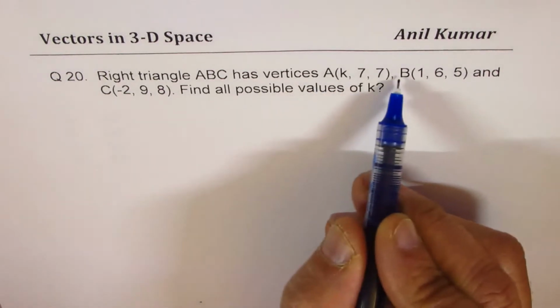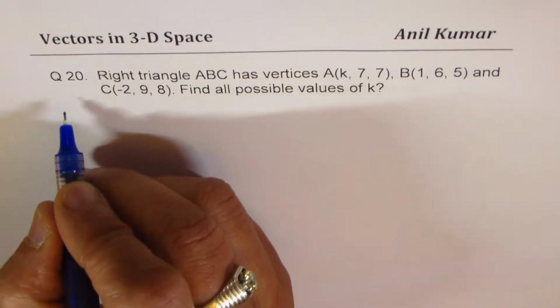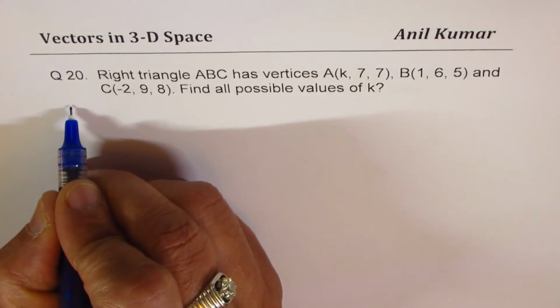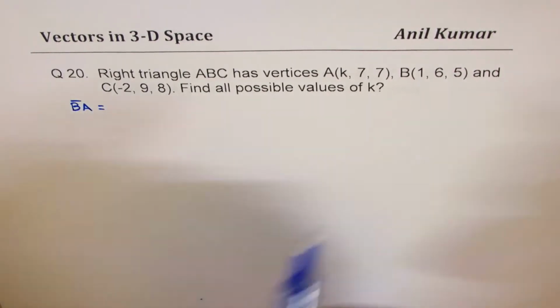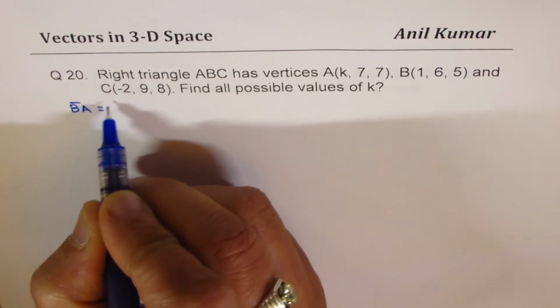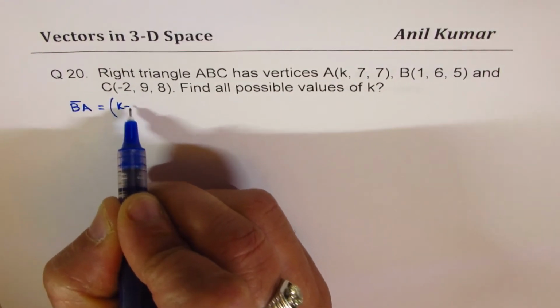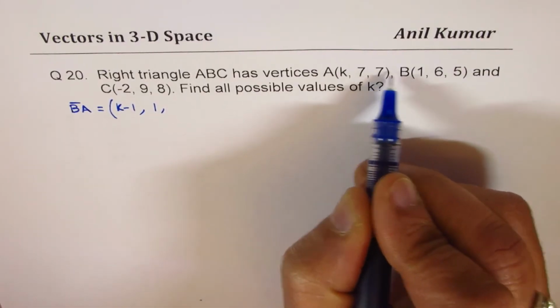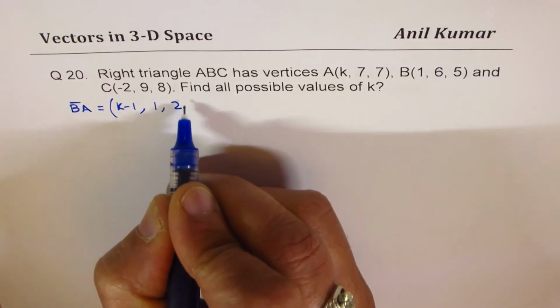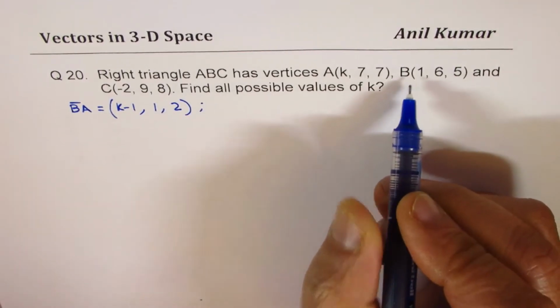So let's figure out what are these sides, right? So let me say, I want to write K first. So I'm saying that my sides are BA. So BA will be equal to K minus 1, and then 7 minus 6 is 1, and 7 minus 5 is 2. So that is BA.